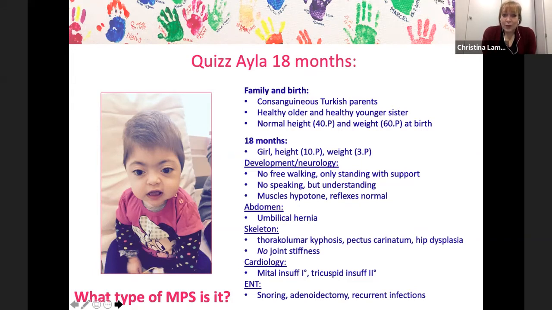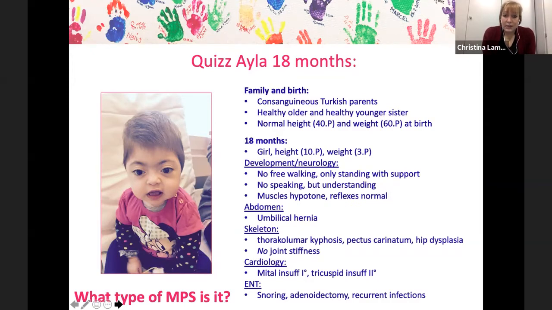So actually, I would like to know what type of MPS this child has. Ayla was 18 months when I saw her the first time. She is born from consanguineous Turkish parents. She has a healthy older and a healthy younger sister, and now also a younger brother that is healthy. She was born with normal height and weight, on the 40th percentile of height. At 18 months, she had dropped down to the 10th percentile of height and the 3rd percentile of weight.